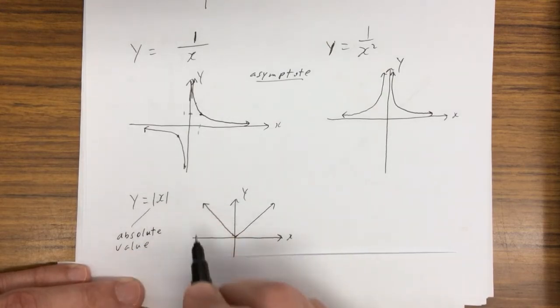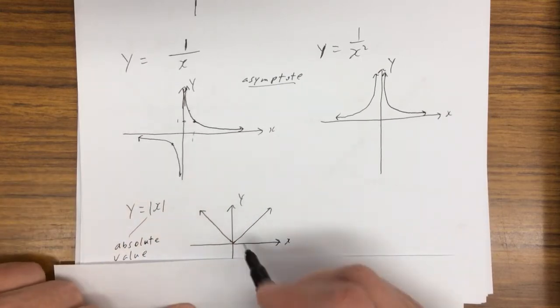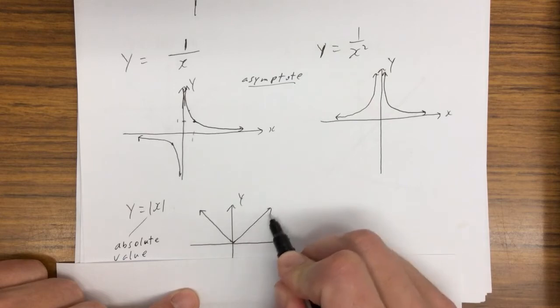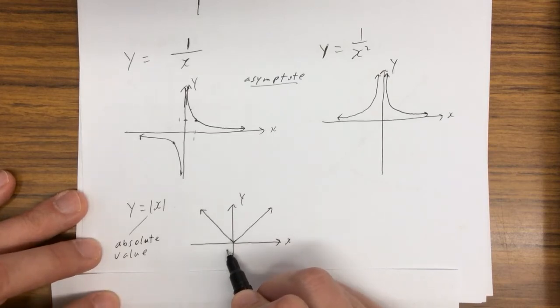So what happens for graphing absolute value of x is it's like graphing y equals x when x is positive, which is just this diagonal. But when x is negative, if it was y equals x, this would just come down here, like this.